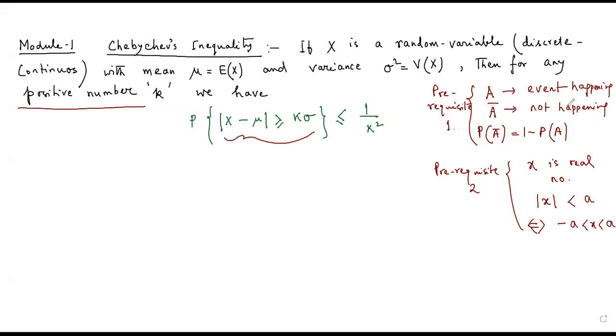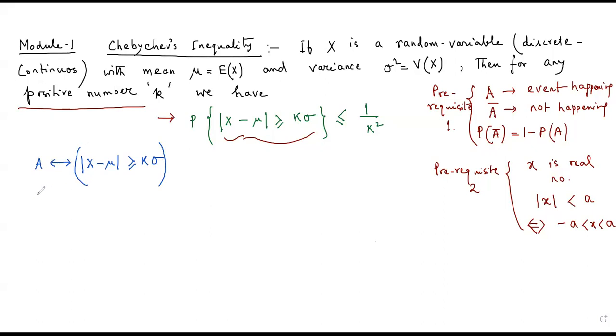So I'm going to apply these two prerequisites over here. I hope that you are now going to understand what we mean by this quantity. Suppose, for instance, I'm considering this term that I have marked over here, mod of x minus mu greater than or equal to k sigma. I am considering this entire quantity as an event. I am denoting that this is an event, and I'm considering that this is my A.